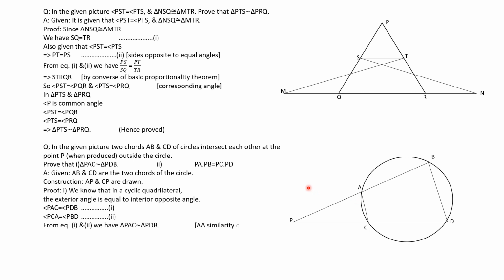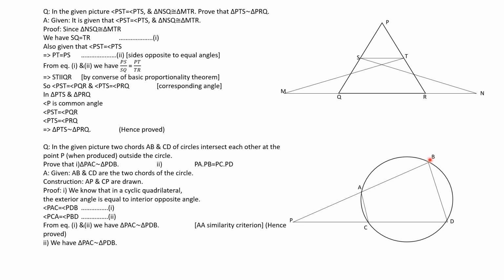So from equations 1 and 2, we have triangle PAC is similar to triangle PDB. Since angle A equals angle D and angle C equals angle B, we can say triangle PAC is similar to triangle PDB. So the first bit is proved.